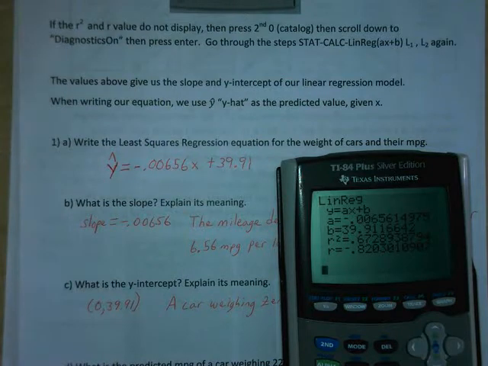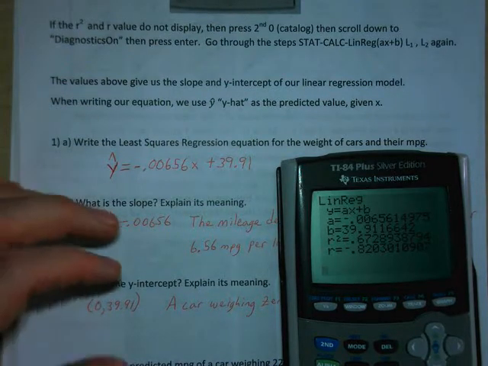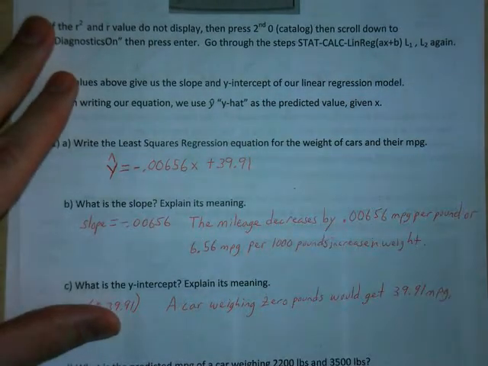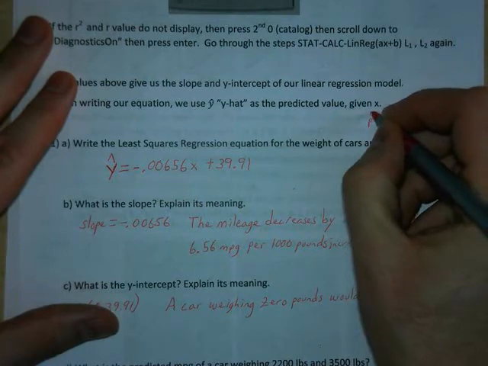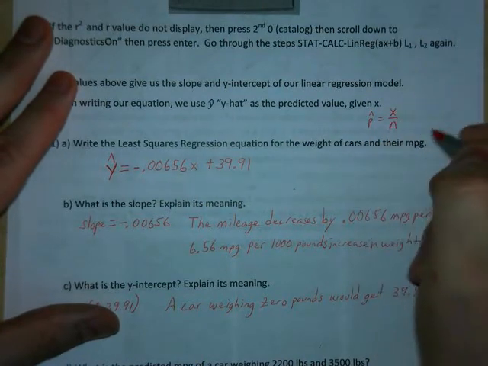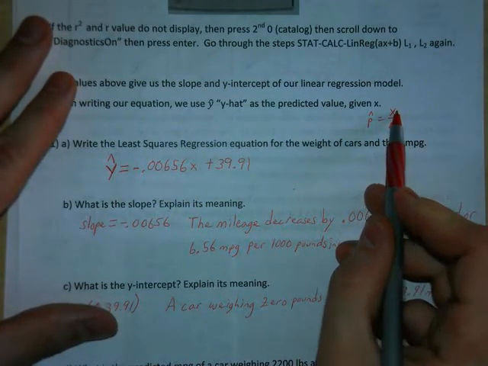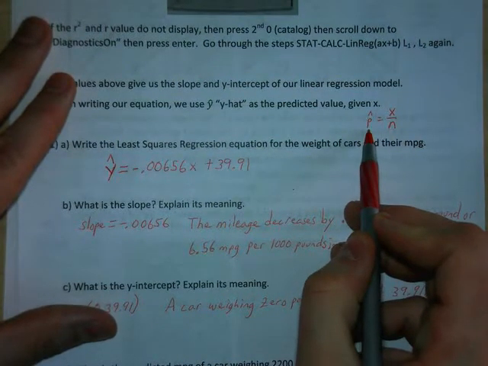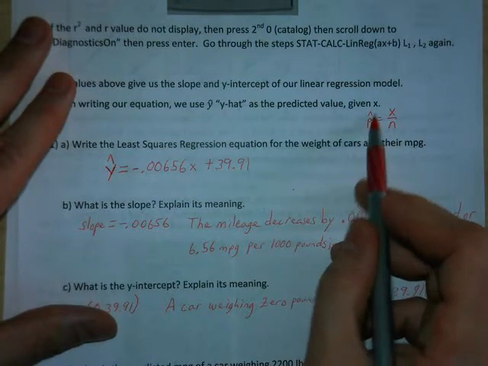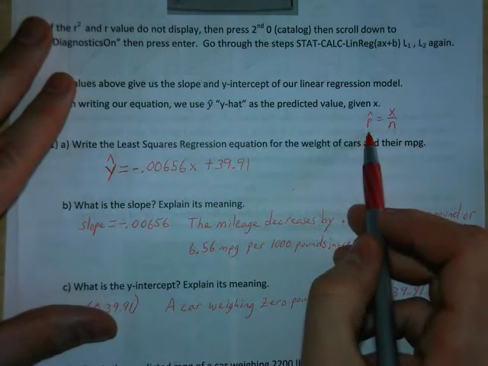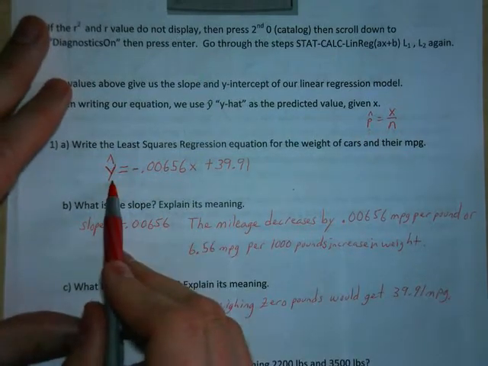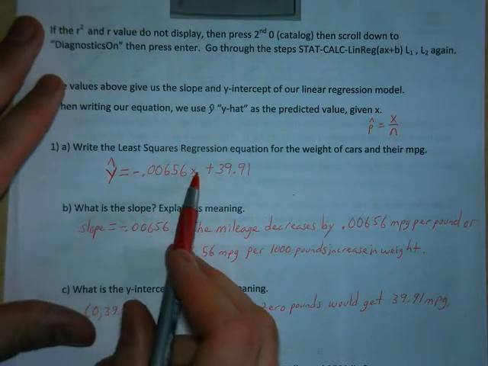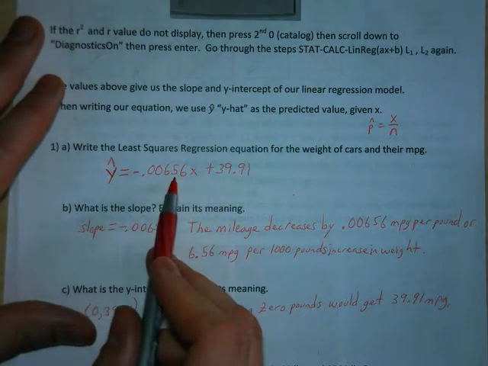Now, if you remember back in the confidence intervals or back in the binomial, we have p hat. Remember we use p hat. That was x over n, the number of successes divided by the sample size. And that was our predicted value for the population percentage. P hat is the predicted value for p. So y hat is the predicted value for y. So we write our slope times x plus the y-intercept. That's y equals ax plus b.